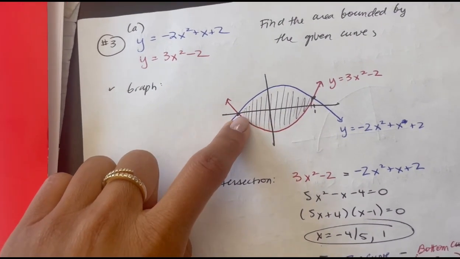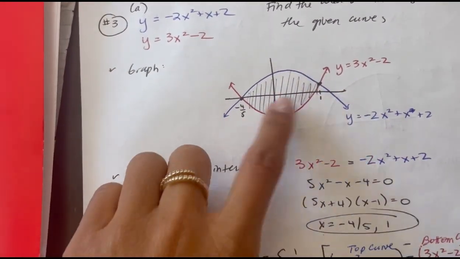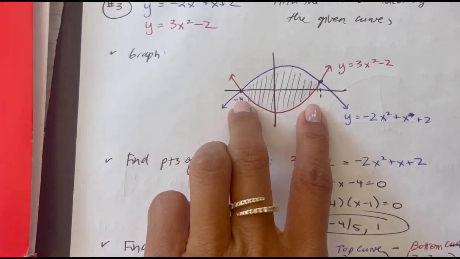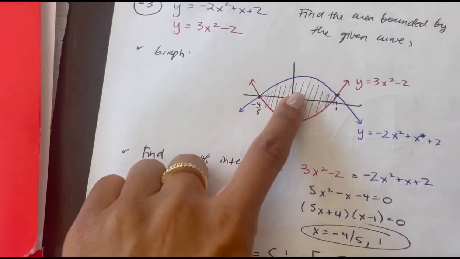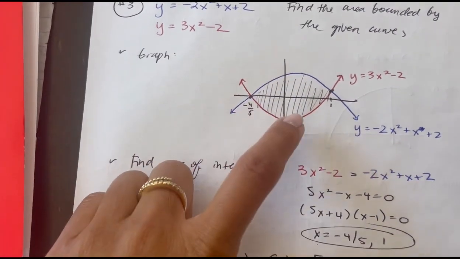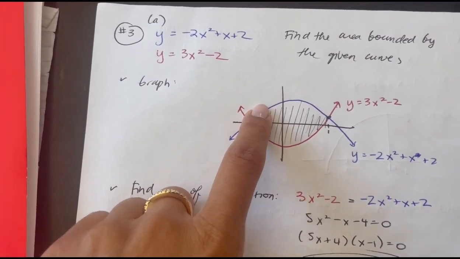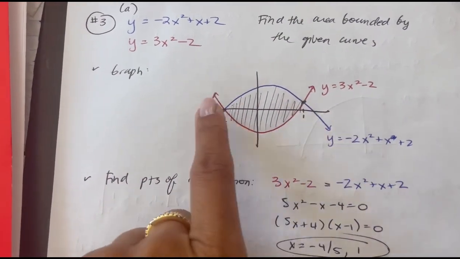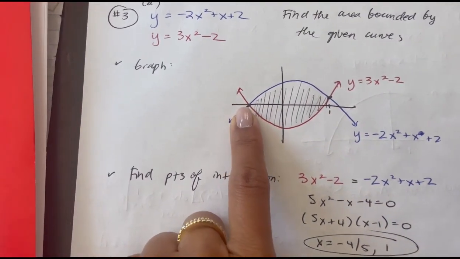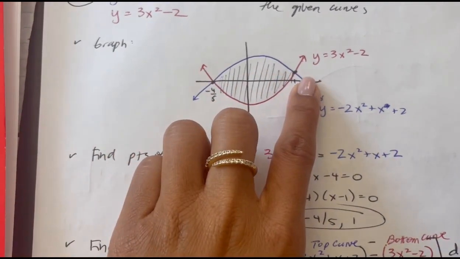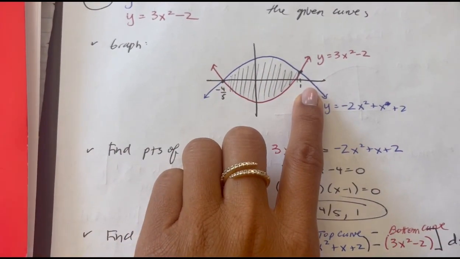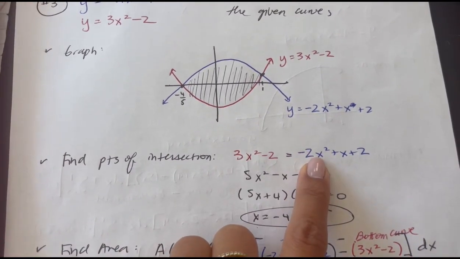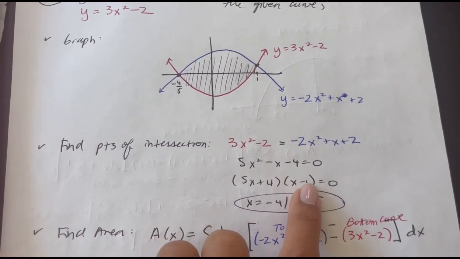Because the boundaries aren't given, you need to find the points of intersection to find out where the limits or the boundaries are. After I graph it, I can see the top curve and the bottom curve. The top is the blue one, and the bottom one is the red one. I need to find the points of intersection, and either you use your graphing calculator to find what the x values are, or you could use simple algebra by setting the two equations equal to each other and solving.